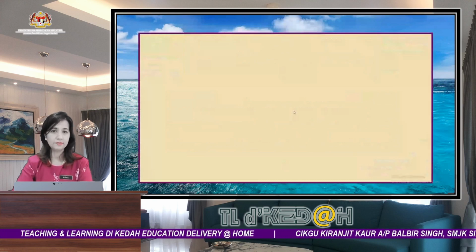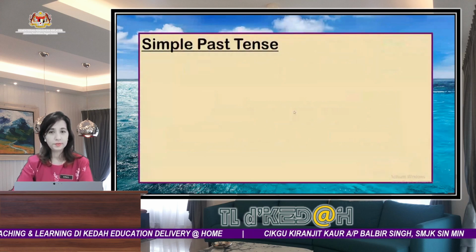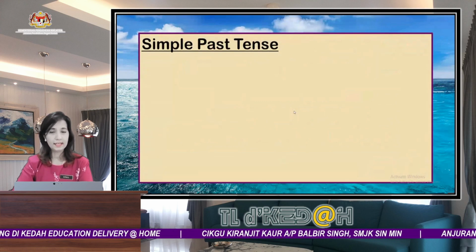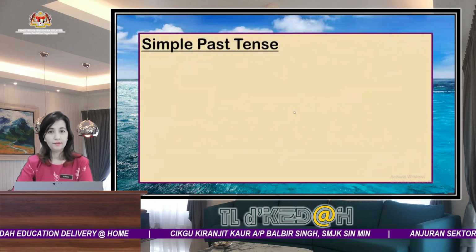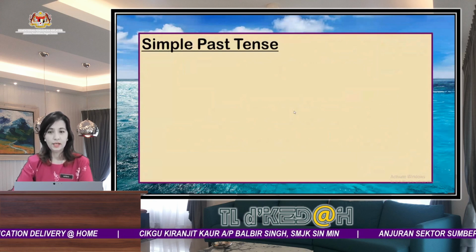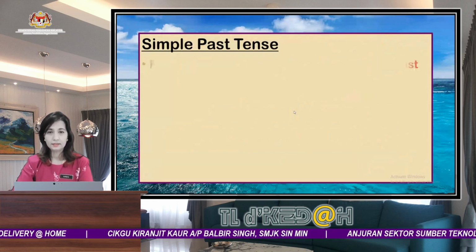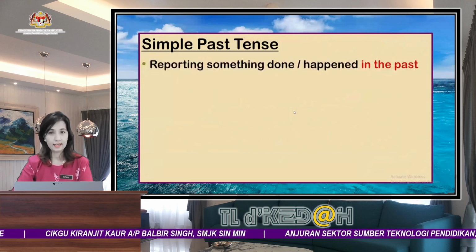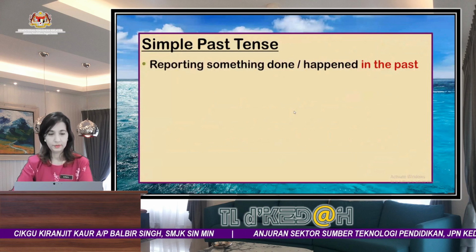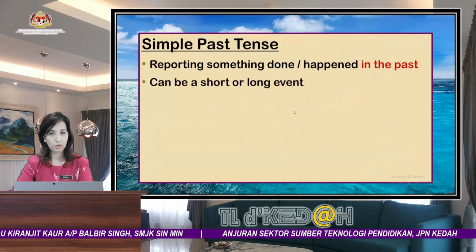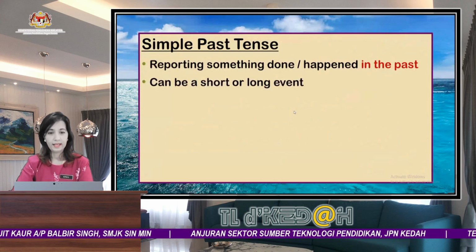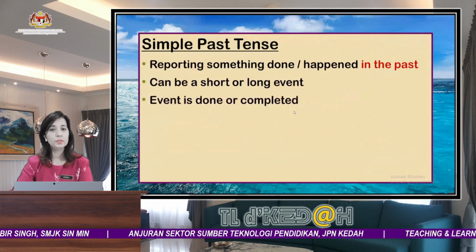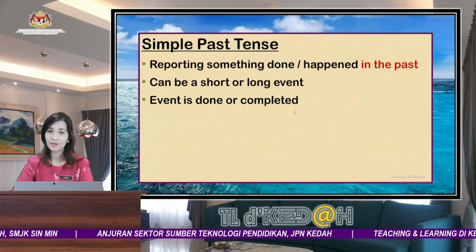Simple past tense has been taught to all of you since primary school, so it's very basic. It is a tense that we normally use for stories. It is used when we want to state or report something that happened in the past. It can be a long event or a short event, but the event is completed. So we use past tense if the event is completed.